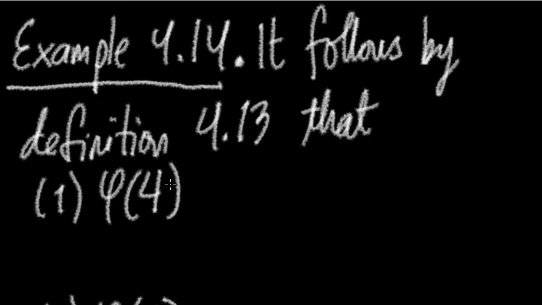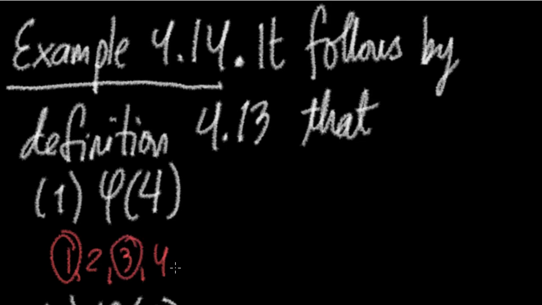So what numbers are those? We know first that there's only 4 integers below 4 or equal to 4. So we have 1, 2, 3, and 4. We can see that 1 is relatively prime to 4. 2 is not because they have a common factor, which is 2. 3 is yes, and 4 is not because they have a common factor, which is itself, 4. So therefore, phi of 4 is equal to 2. Why is that? Since there are two positive integers which are less than or equal to 4 and relatively prime to 4. Namely, we have 1 and 3.